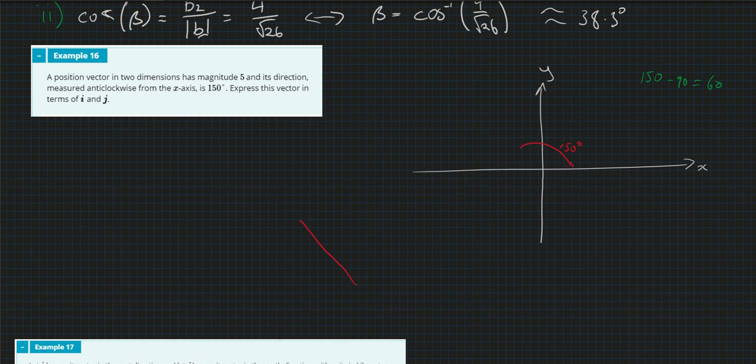So we've got this 60, something to do with 60 here, and I might change the color, so that's about right there. Let's pretend that's 5 long. So let's call this vector A. And I know that the magnitude of A is equal to 5.